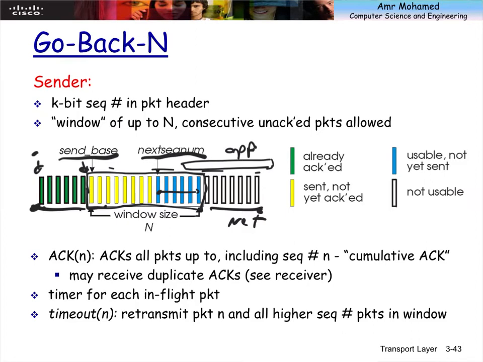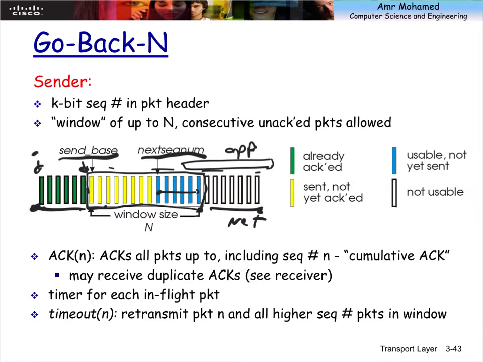Remember, for stop and wait, we can send only one segment, and we have to receive acknowledgement before sending another segment. How many sequence numbers did we need in that case? 2, 0 and 1. Right. So how many sequence numbers we need here? Yes, n plus 1. n plus 1. Right.